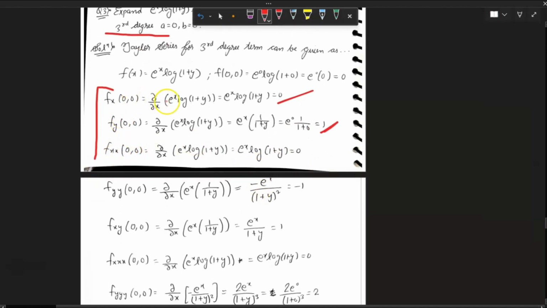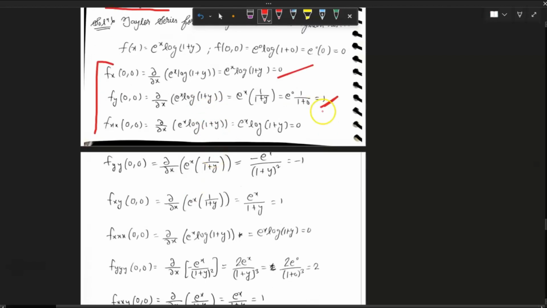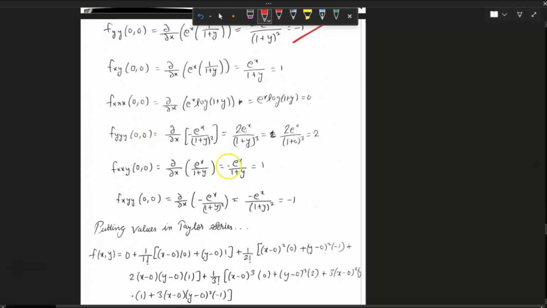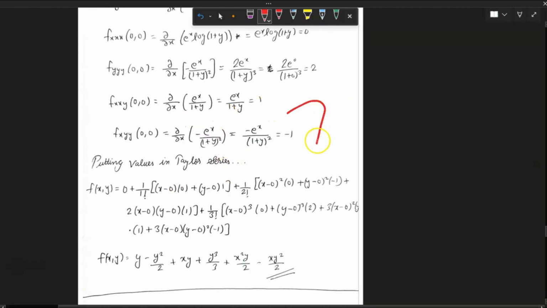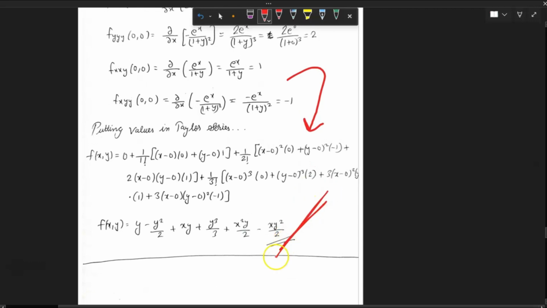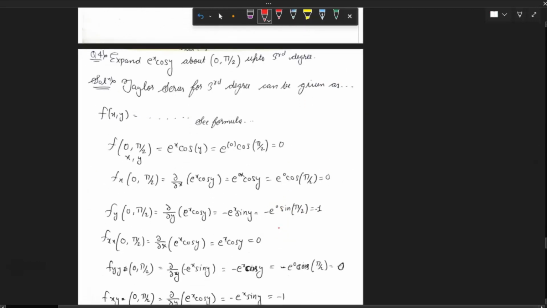For double x, just differentiate this with respect to x now. So for differentiating this with respect to x, you will get the same result over here. Okay, the same result you will get. So it's 0. For double y, take this and differentiate it with respect to y. You will get minus 1. Okay. Likewise, you see all, and just after getting all the results, put the values in the equation and you will get the final result. Okay, I hope it's clear.